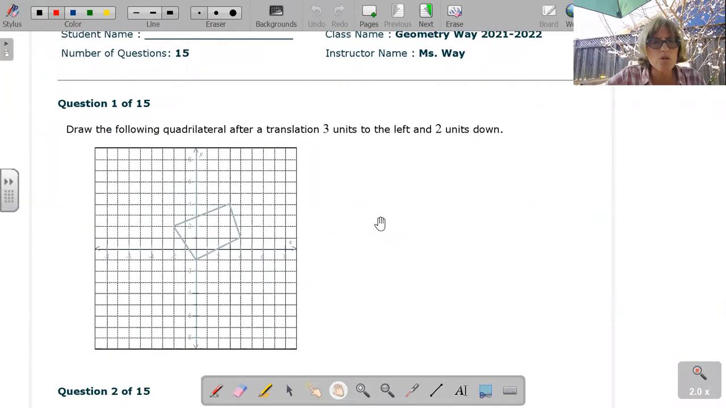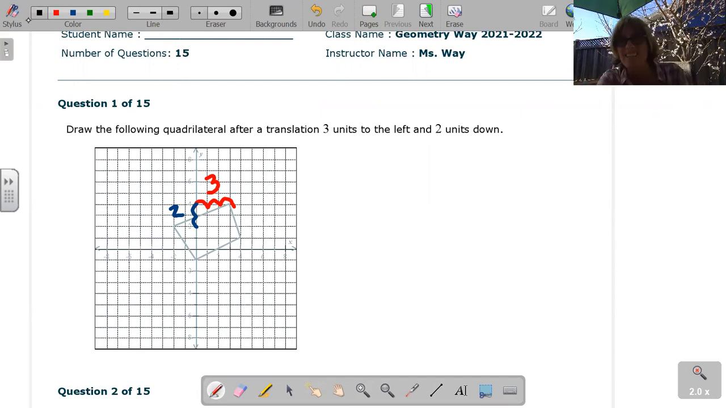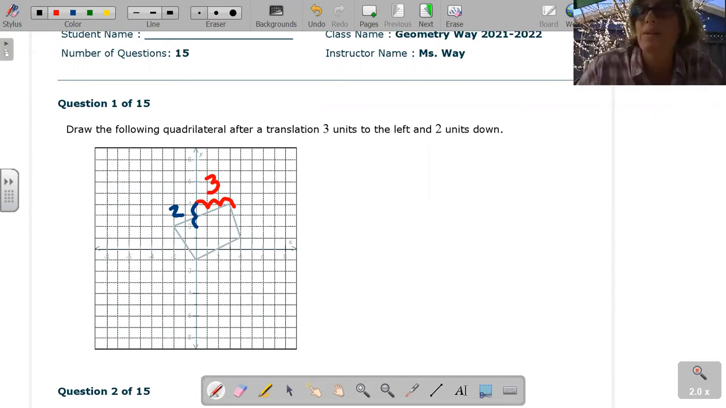It says right here, draw the following quadrilateral after a translation 3 units to the left, 2 units down. So the easiest way is you could just bunny hop this. 3 units to the left, 1, 2, 3, and then 2 units down, 1, 2. Or there's a mathematical way you can do that. I'll show that to you in just a moment.